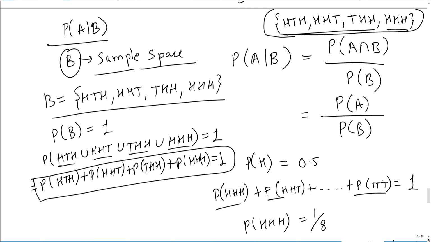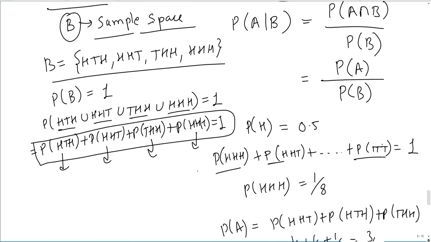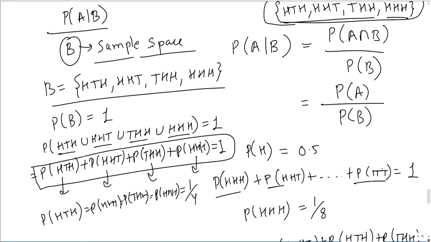And now you are given that each elementary event is equally likely. So, each outcome is equally likely, right. So, because of that all these probabilities will be equal. So, that means probability of HTH and also all these probabilities HHT, THH, HHH would be equal to 1 by 4. If they are equally likely, their individual probabilities are equal to 1 by 4. So, this is the result you have derived, assuming B is your sample space.